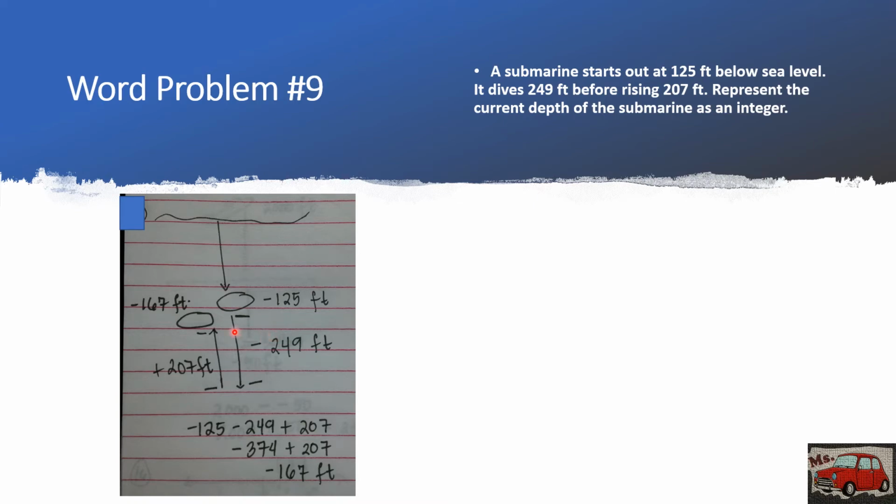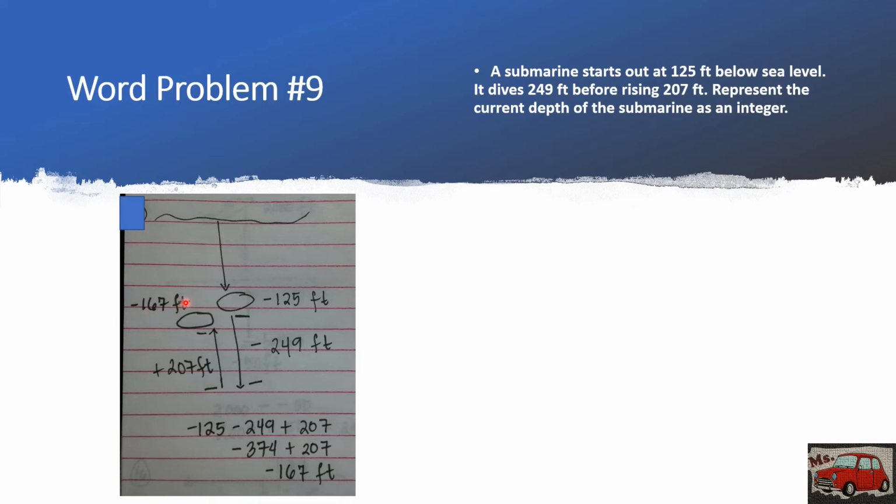Okay? So, the submarine starts 125 feet below sea level. Okay, so negative siya kasi below sea level or nasa ilalim siya ng dagat. And then it dives. So lalo pa siyang lumalim at lumalim siya ng 249 feet. So negative pa rin kasi nga mas lumalim. Okay? So ngayon, after niyang mag-dive, nag-rise siya or umakyat siya ng 207 feet. So, hindi na siya lumalim. So, umakyat, ibig sabihin positive na yung sign niya. Okay? So, the current depth of the submarine is 167 feet below sea level. So, negative pa rin siya kasi nandun pa rin siya sa ilalim ng dagat.